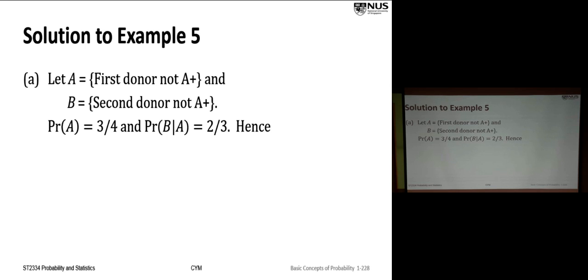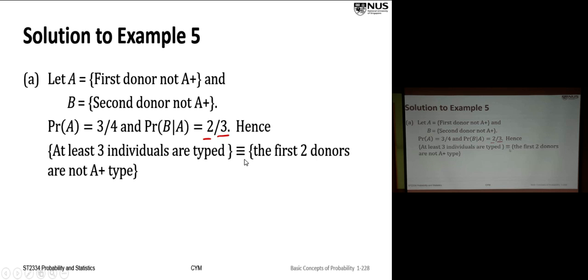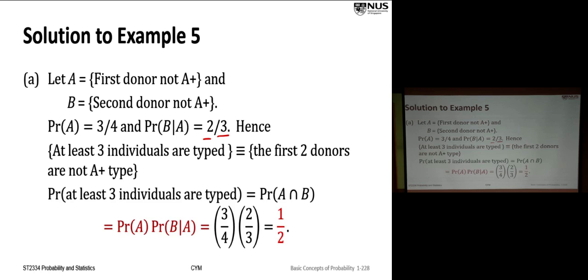Well, if we know that the first one is non-A+, what's the chance that the second one is non-A+? So there are 3 left, and 2 of them are non-A+. Only 1 out of the 3 remaining is A+. So non-A+ is 2/3. So at least 3 individuals are typed, and the first 2 donors are non-A+. All right? So this is what I said. The first 2 must be non-A+ in order to get the third or the fourth one being A+.